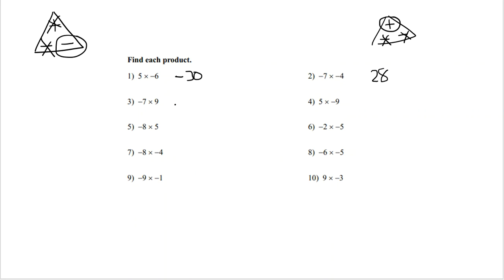Okay, so number 3, -7 times +9 would be a -63. Number 4, +5 times -9 would be a -45. Number 5, -8 times 5 would be a -40. Number 6, -2 times -5 would be a +10. Number 7, -8 times -4 is a positive 32. Number 8, -6 times -5 is a positive 30. Number 9, -9 times -1 is positive 9. And number 10, 9 times -3 is -27.